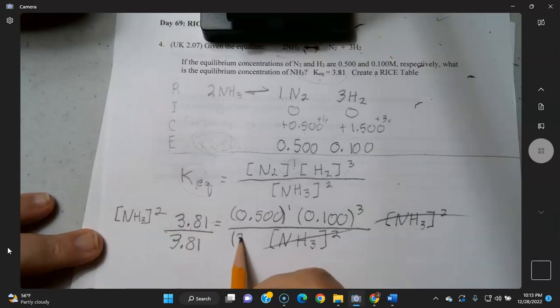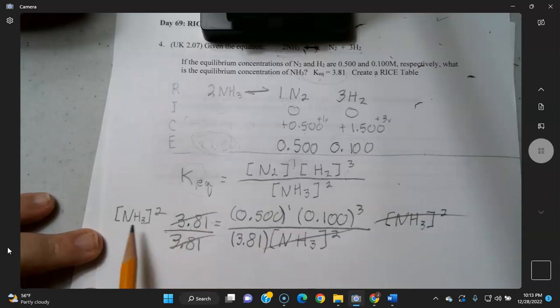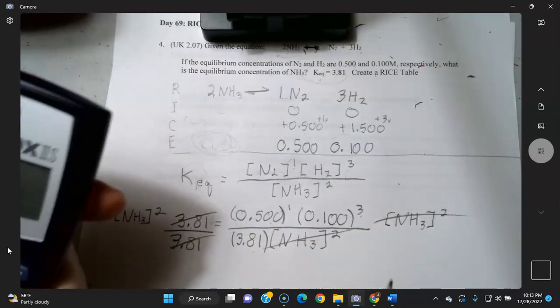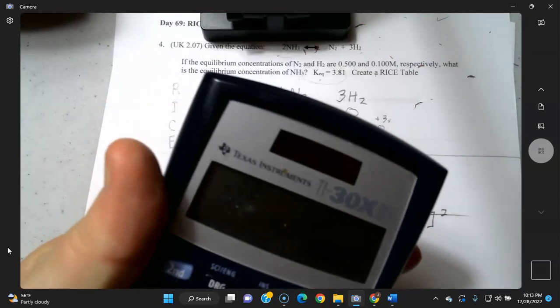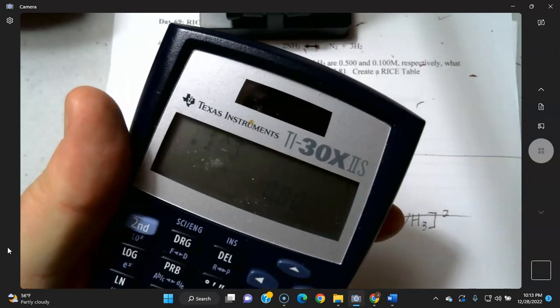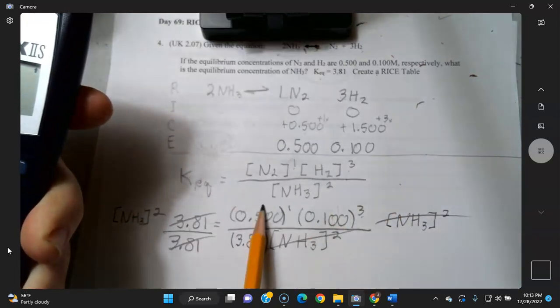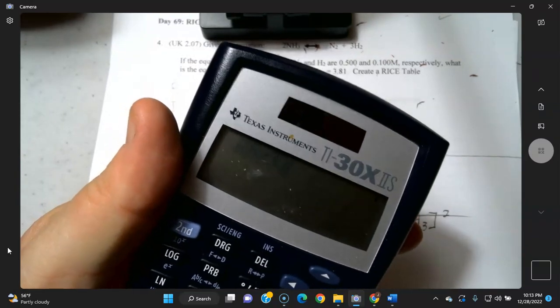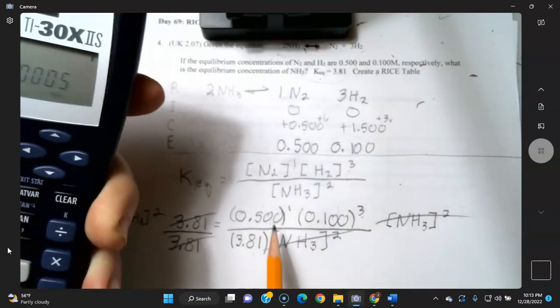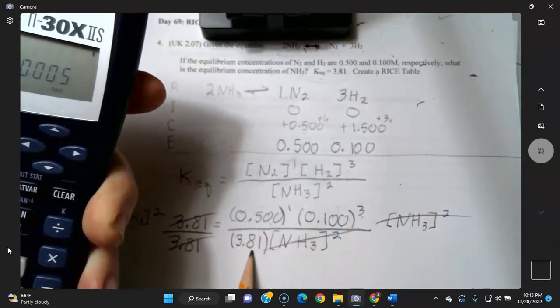And over here, I can just put it down here somewhere. Okay, cancel and cancel. So then I have NH3 squared equals this times this to the third divided by 3.81. So I'm going to do that. First I do the exponent, so 0.1 to the third equals 0.001. Now I'm going to multiply that by 0.5, and that equals 0.0005. Now I'm going to divide by 3.81.